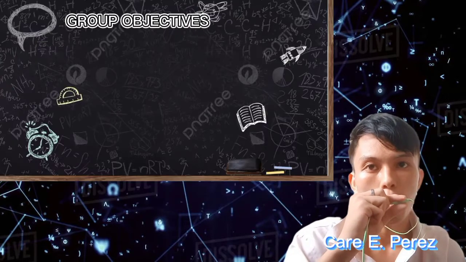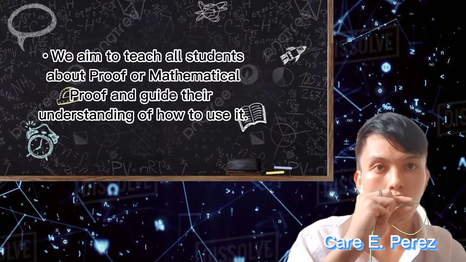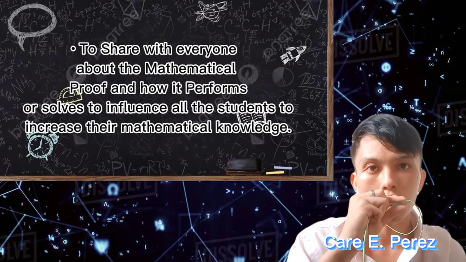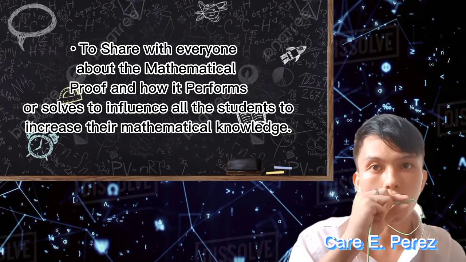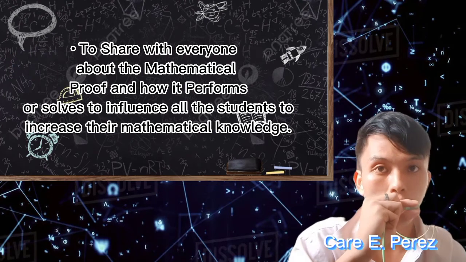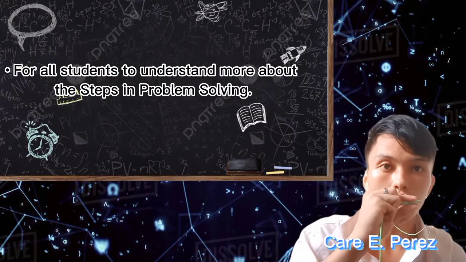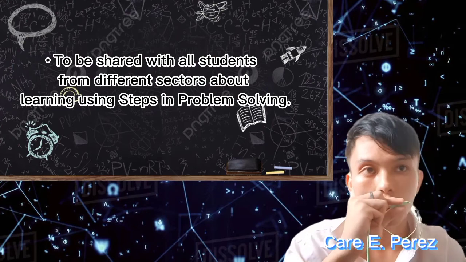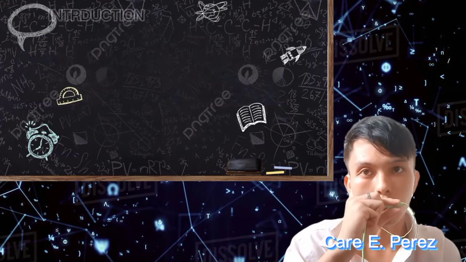Group Objectives. We aim to teach all students about mathematical proof and guide their understanding of how to use it. To share with everyone about mathematical proof and how it is performed or solved, to influence all students to increase their mathematical knowledge. For all students to understand more about the steps in problem solving. To be shared with all students from different sectors about learning using steps in problem solving.